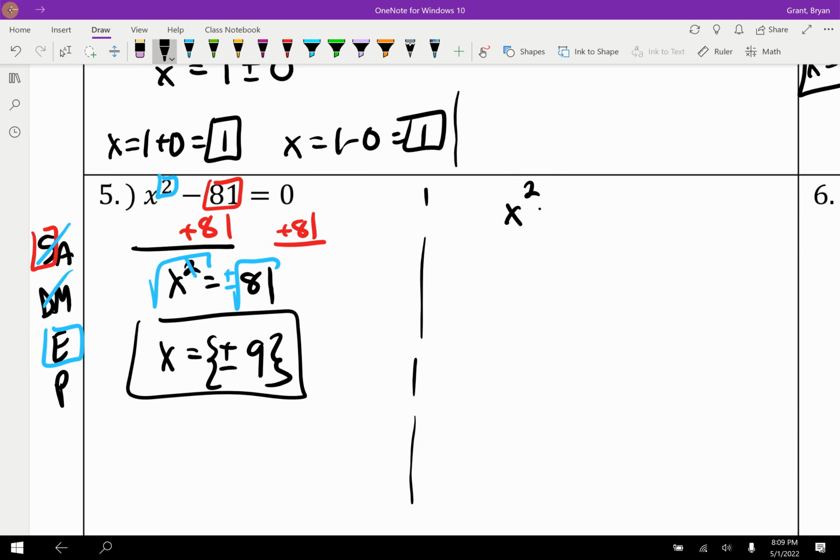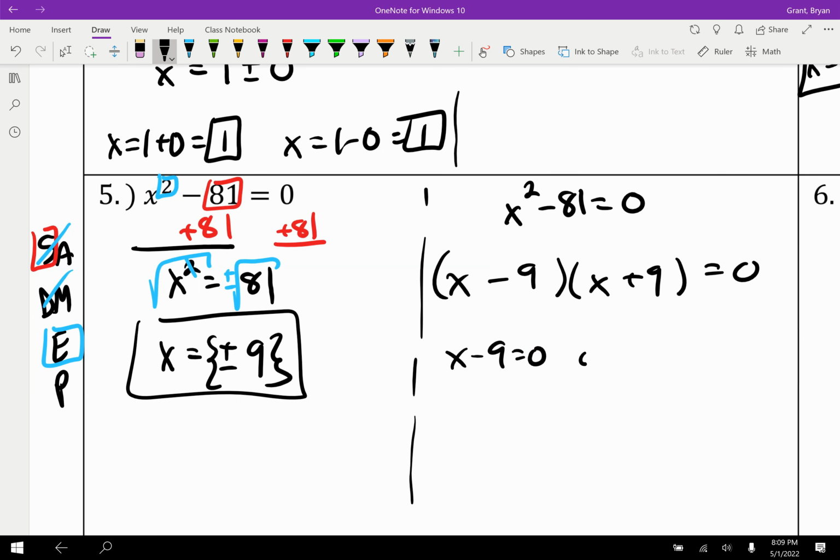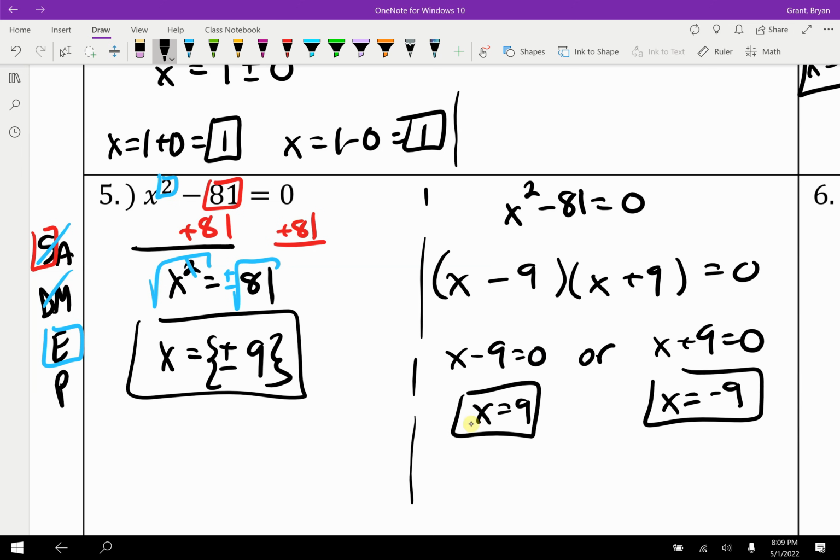I did mention there were two ways to do this, though. Don't forget this is also very factorable. This is our difference of squares. X minus 9, x plus 9, and then two equations. X minus 9 equals 0, or x plus 9 equals 0. Add 9 to each side, or subtract 9 from each side, and look, we got the same answer as before. Okay, just a couple to go.